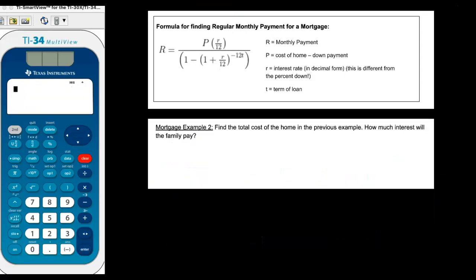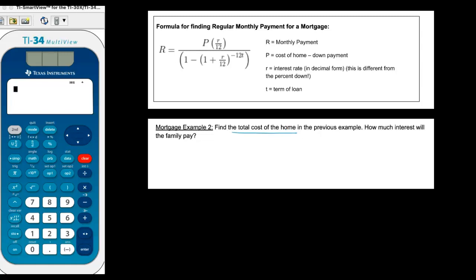So this is my favorite type of example when it comes to mortgages, because we're going to look at the total cost of the home, and to me, that's one of the most important things to look at, because it's so easy to look at a monthly payment and think, okay, can I afford this per month? And that's important to think about. But it's also important to think about really how much this is costing altogether. So we're going to find the total cost of the home in the previous example.